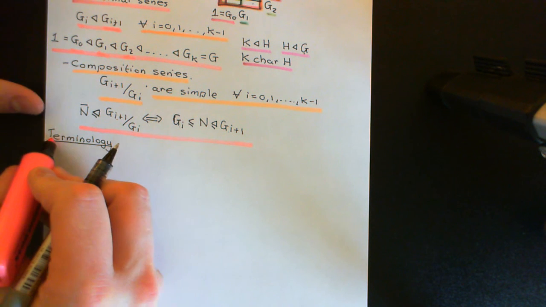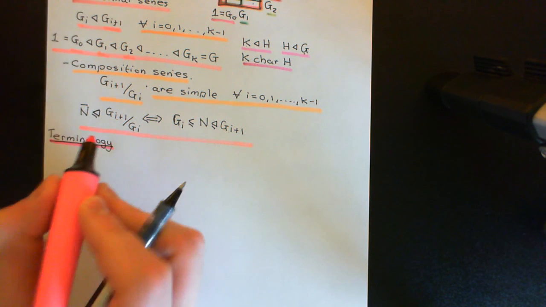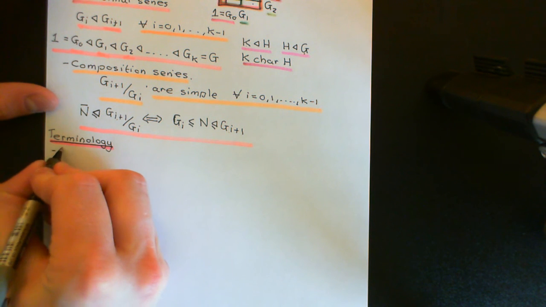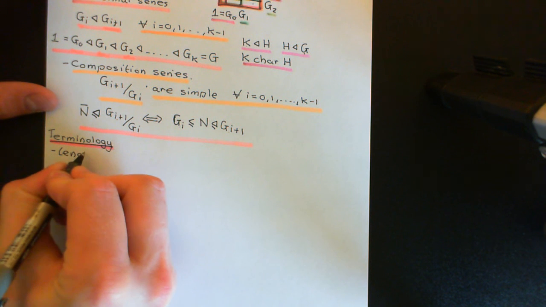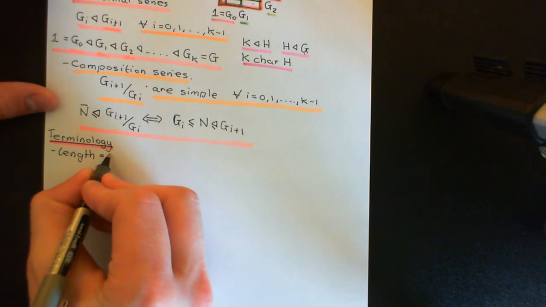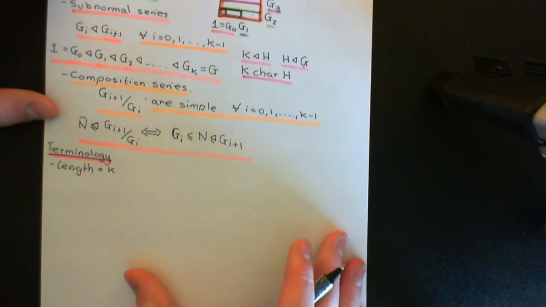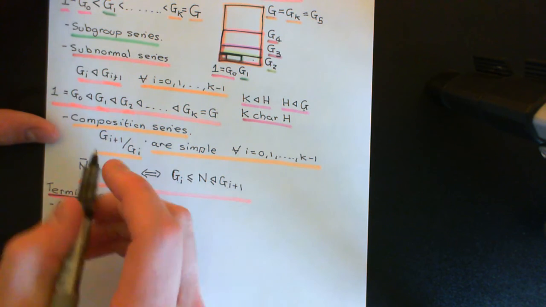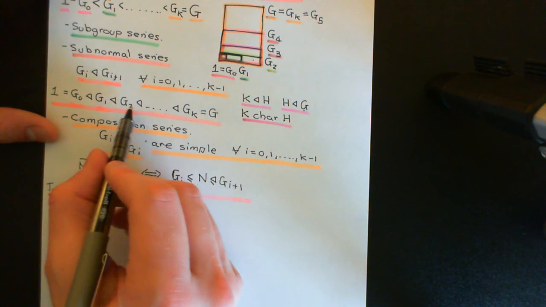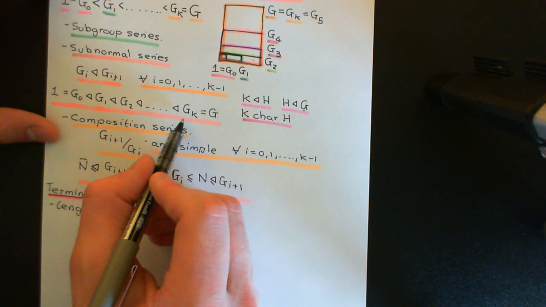And we're going to use this terminology continuously from here on in this video. Okay, so terminology then. The length of a composition series, this is an intuitive notion. The length of a composition series is defined to be the little k here. It's reflecting the number of subgroups that you actually have in this composition series.